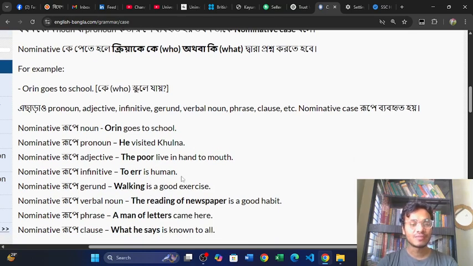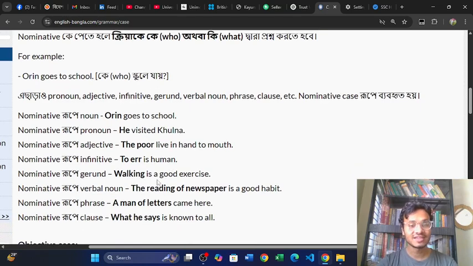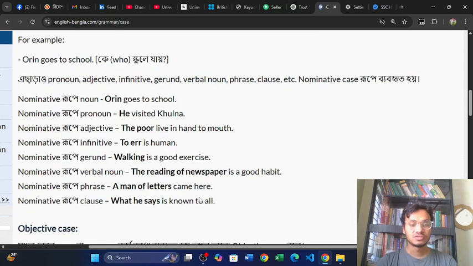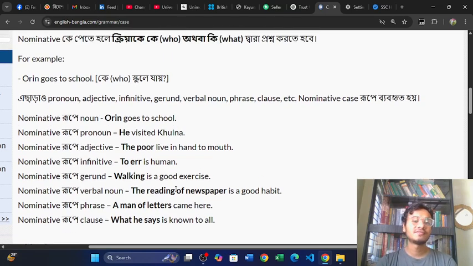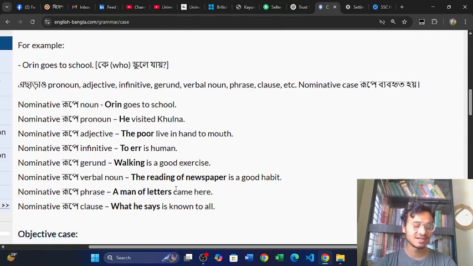To err is human. Following the same process, walking is a good exercise. What is a good exercise? Walking is a good exercise. The reading of newspaper is a good habit. What is a good habit? The answer is the reading of a newspaper. So these kinds are all nominative case. I hope you can understand how you can identify and catch a nominative case, and which question you can ask.